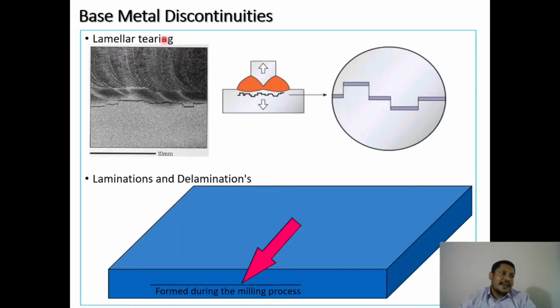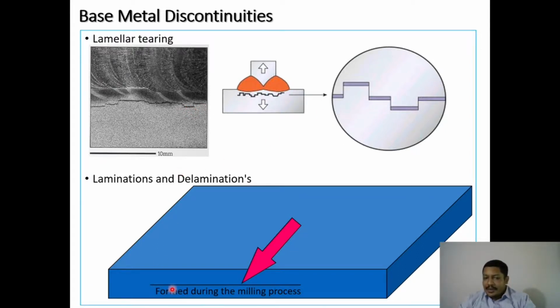Now these are all defects that normally happen inside your weld zone or on the heat affected zone. Now we will see some of the base metal discontinuities. The first one is called lamellar tearing. Lamellar tearing happens in the base metal area. It is not seen in the weld zone or the heat affected zone, but wherever the HAZ is joining with the base metal area, there the lamellar tearing takes place.